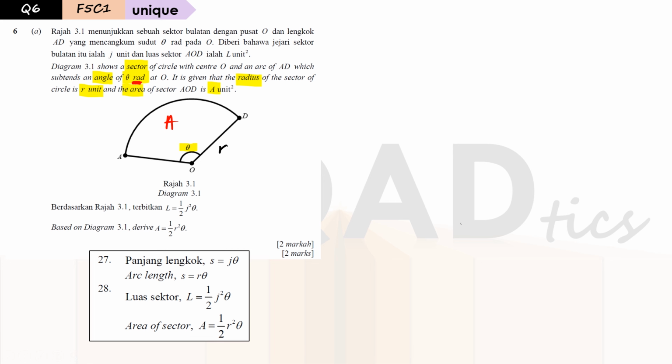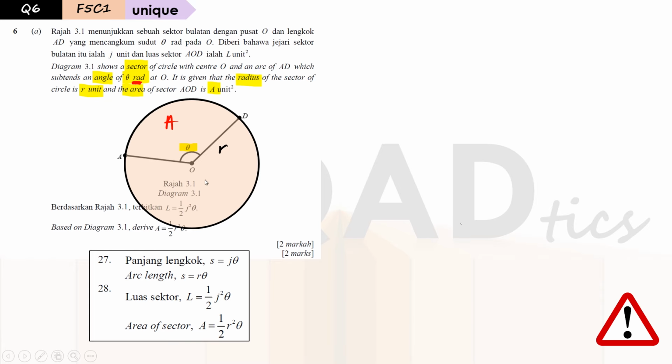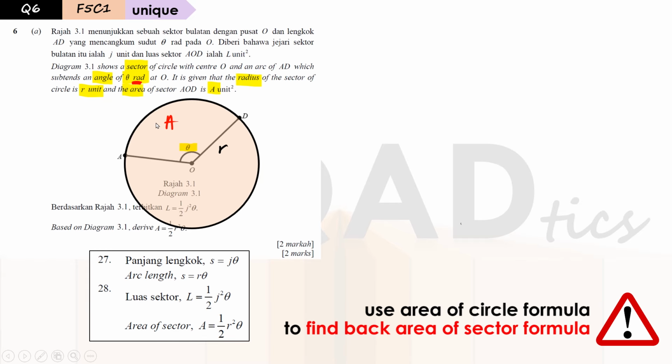Right, first thing first, let us understand how sectors are formed, or meaning where do sectors come from, right? Because we know a sector is a part of a circle, so technically sectors are coming from the circle. Alright, and since we know the formula of the area of the circle, which is pi r squared, we can use that formula and find back the formula of the area of the sector, right? Because sectors come from the circle.